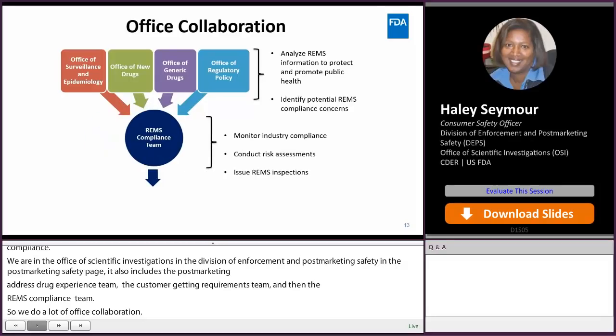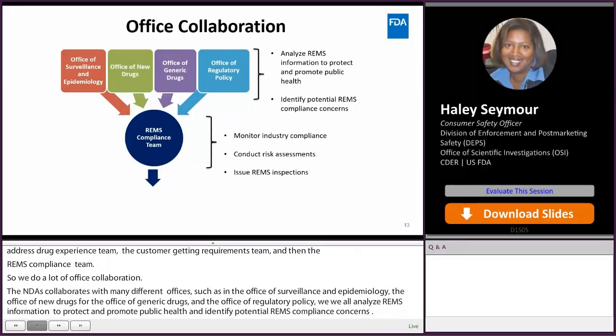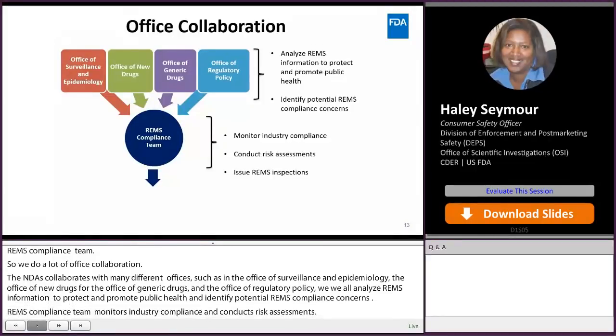The REMS compliance team monitors industry compliance and conducts risk assessments. We also issue REMS inspections, and the Office of Regulatory Affairs conducts REMS inspections. During those inspections, we may also serve as subject matter experts.